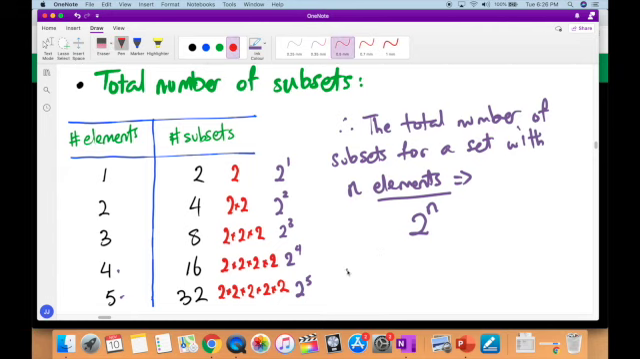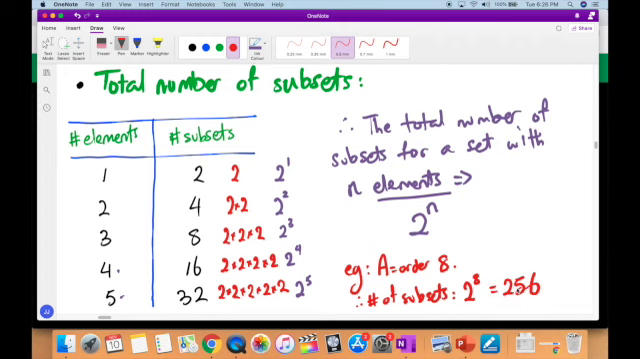Yeah? Example: the set A has an order of 8. Right? Therefore, the number of subsets is 2 to the power of 8, which is 256, you said? Nice. So everybody write this down. Can I move on?